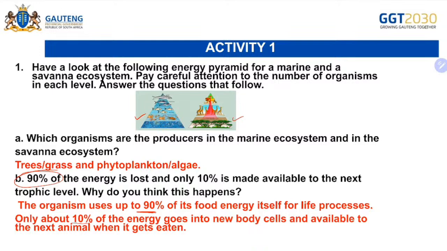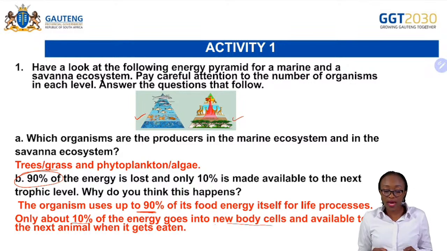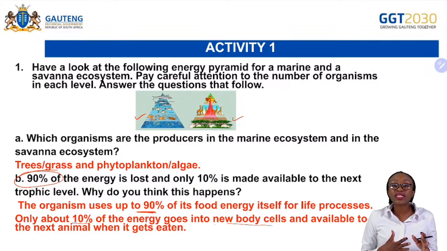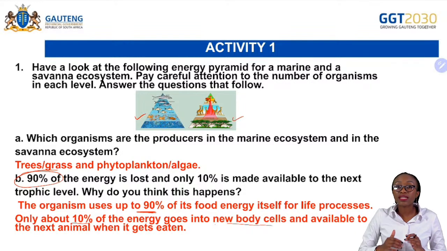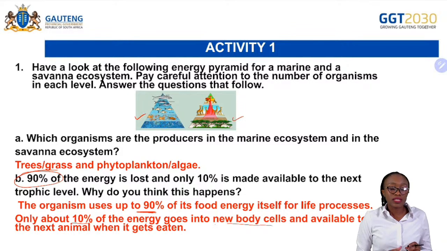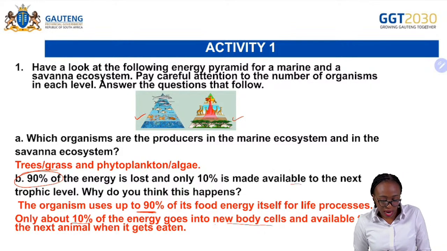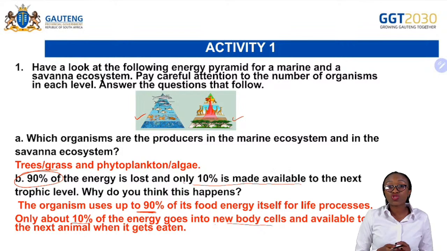Now, only about 10% of the energy goes into the new body cells, and now it is available for the animal when it gets eaten. So there is how the percentages are spent. The 90 is spent on food processes and other life processes that happen. And then the 10 is what is left. Then the 10 is what is made available to the next trophic level.